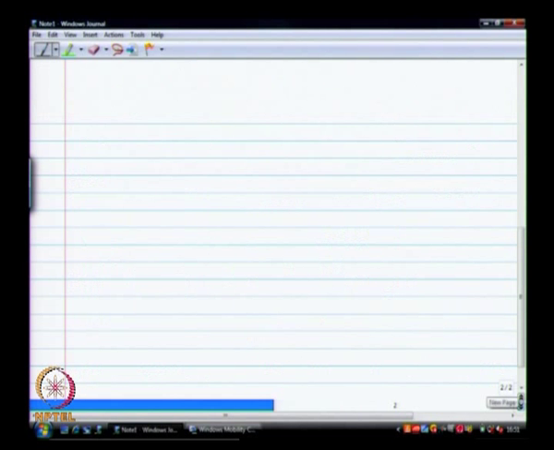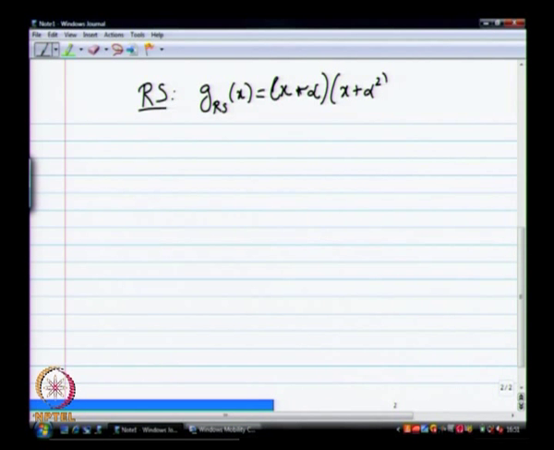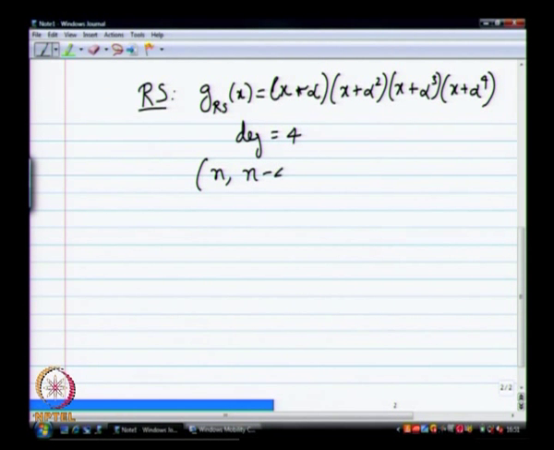The picture is much, much simpler. It's really, really easy. What do you do for Reed Solomon? GRS of x is simply (x + alpha)(x + alpha squared)(x + alpha power 3)(x + alpha power 4). Clearly the degree is 4, and you would have an (n, n minus 4, exactly equal to 5) code, but this would be a 16-ary code, remember that.